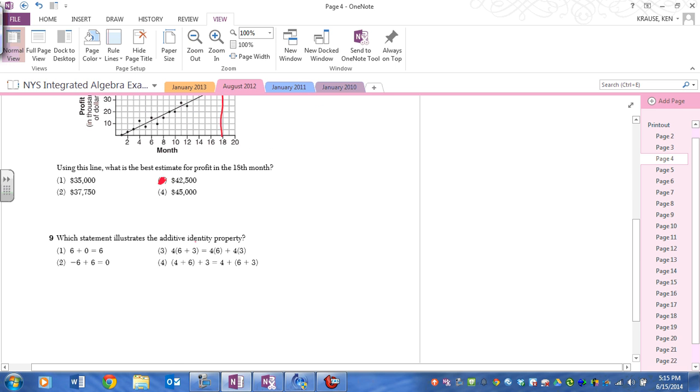Alright, so additive identity means you're going to add to get to the identity property. I think I just misspoke. I was misreading this. It says identity. So identity means you're not going to change your identity. In order to not change it, this would be the additive identity.